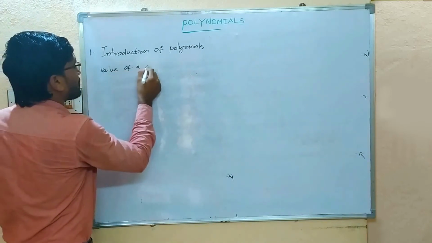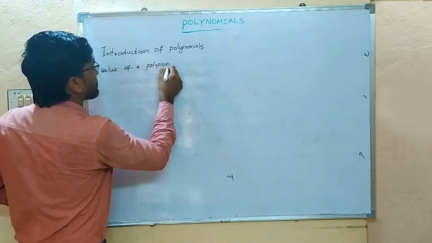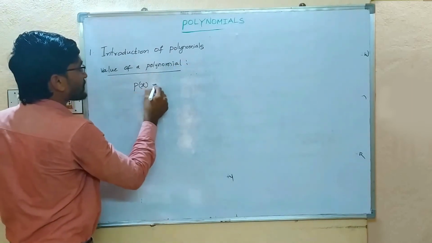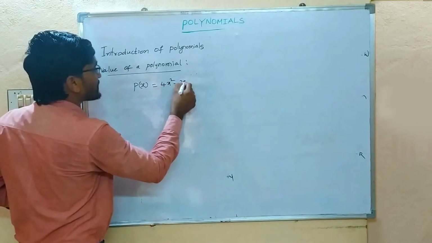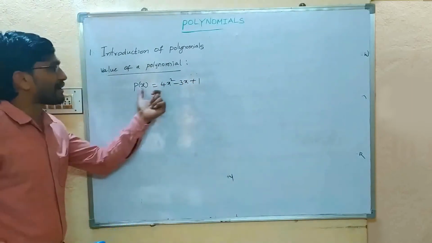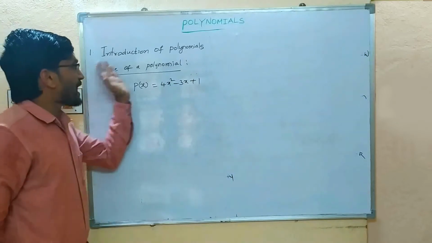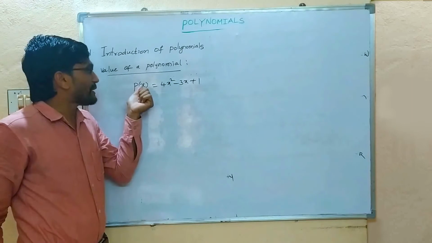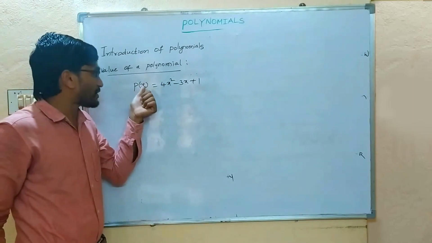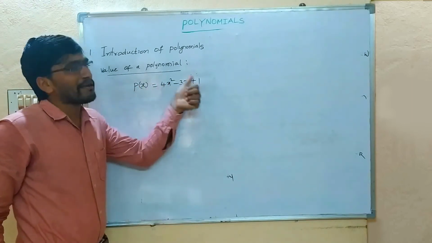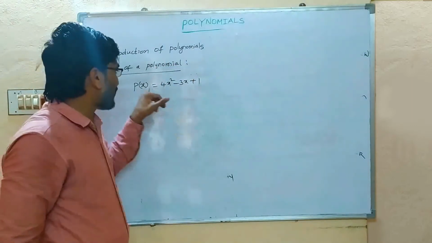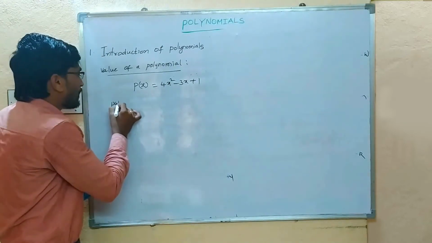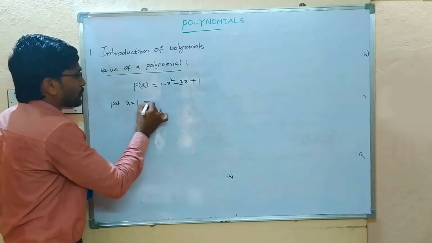Value of a polynomial. Let us consider any one polynomial p of x is equal to 4x square minus 3x plus 1. Like that I have taken one polynomial. So what is the value of a polynomial? We have to substitute any one value in place of x. Already I taught about x. x is nothing but a variable symbol which contains various numerical values. In place of x we can give any real number. Suppose I want to give in place of x as 1. So x is equal to 1.